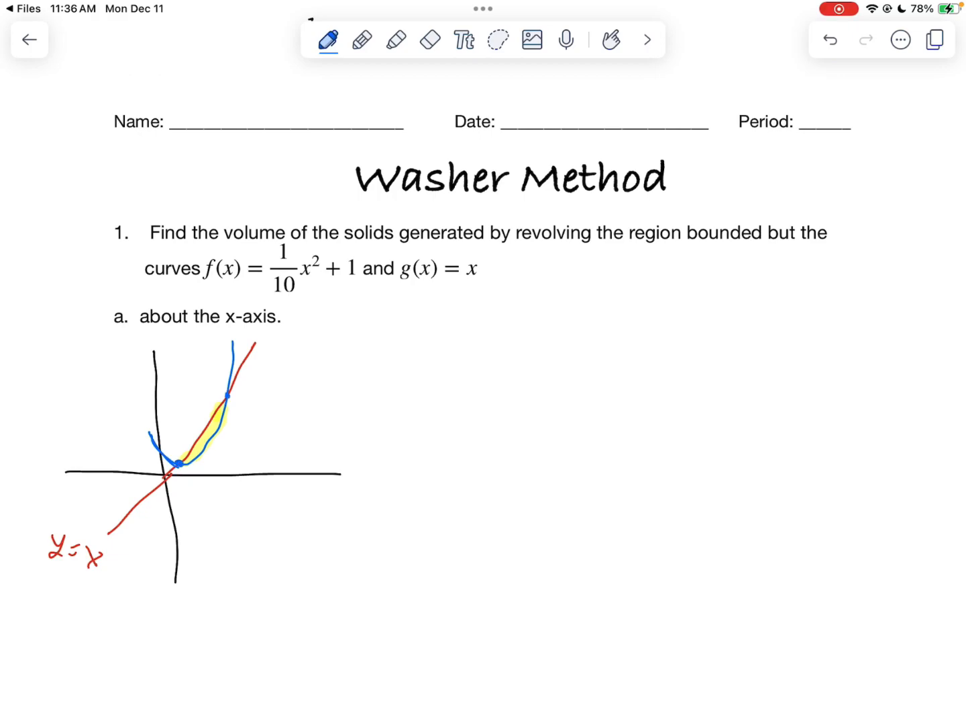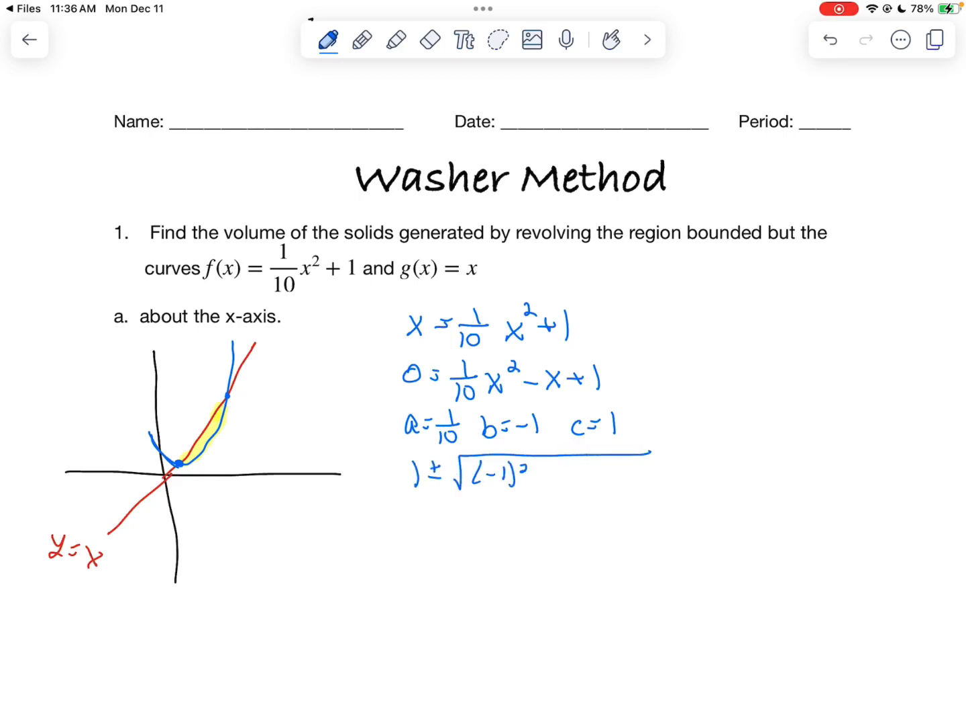So the first thing we need to do is figure out these intersection points, where the two lines intersect. Remember, to figure out where the two lines intersect, you set the two equations equal to each other and solve for x. Since this is a quadratic, I need to get it equal to 0. This does not factor, so I'm going to use the quadratic formula, identifying my a, b, and c. Remember, the quadratic formula is the opposite of b plus or minus the square root of b squared minus 4 times a times c, divided by 2a.